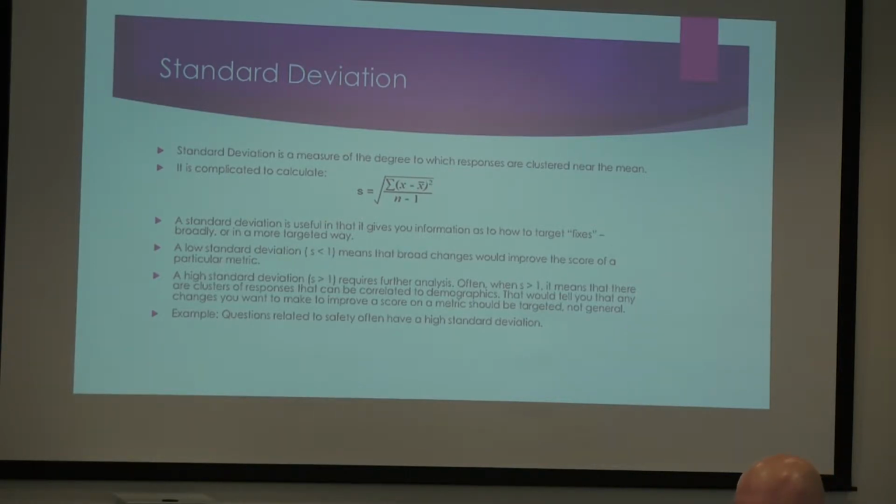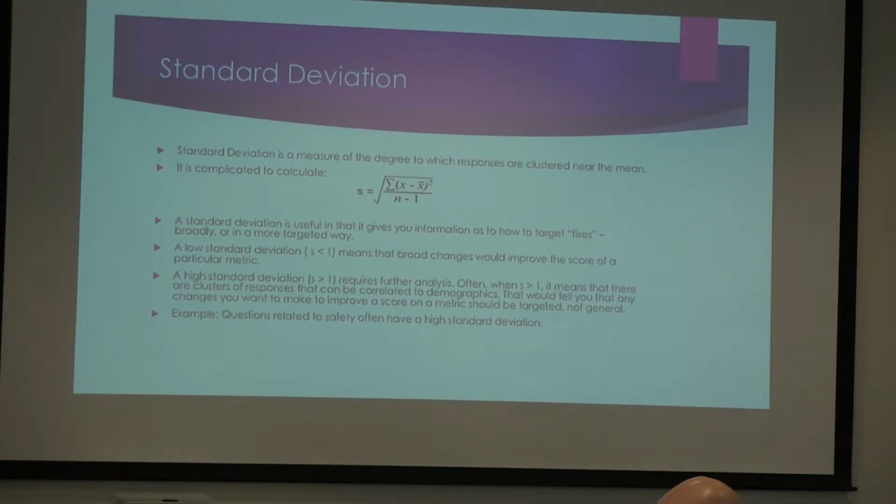So I find this useful because it gives you good data about if this is the thing I need to fix. Do I fix this with a broad sweeping change, or do I need to target the fixes, usually towards a particular demographic? So an example: a low standard deviation, if the standard deviation is less than 1, that generally means that you can do a broad approach.